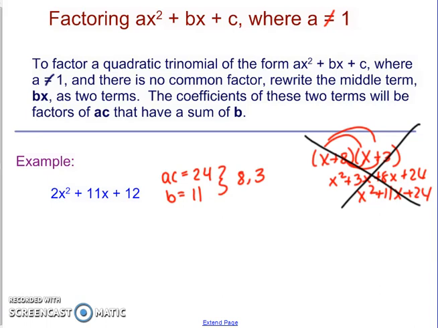The way we do this the long way is we take our first term and our last term and we bring them down. So 2x squared comes down, the plus 12 comes down. And we rewrite that middle term.